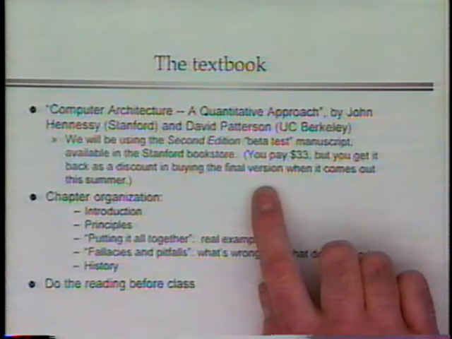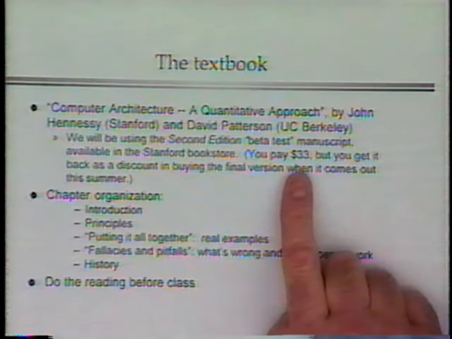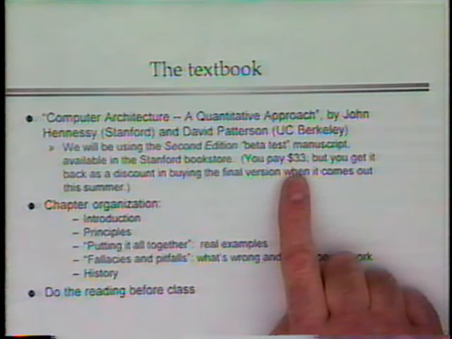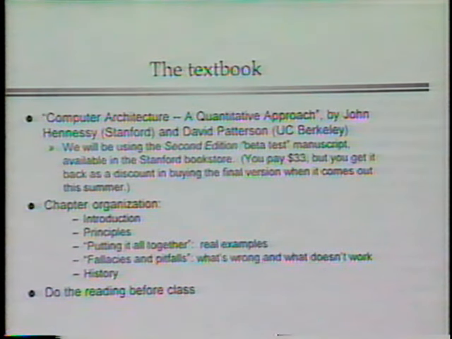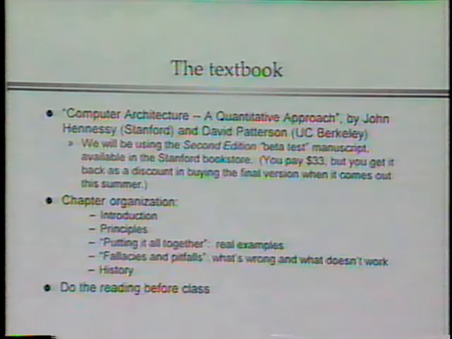We will be using a beta test version of the second edition of the book, which is a paperback, and it's available in the bookstore, and it costs you only $33, which is about half of what the real textbook costs. But it's a beta test book, which means it has some bugs in it, has some inconsistencies in it, page numbers and references are wrong, and figure number references are wrong, and so forth. But it's certainly worth using the second edition instead of the first edition, because there have been a lot of changes. If you have the first edition, don't use it. Get the second edition of the book. You really do have to do that.